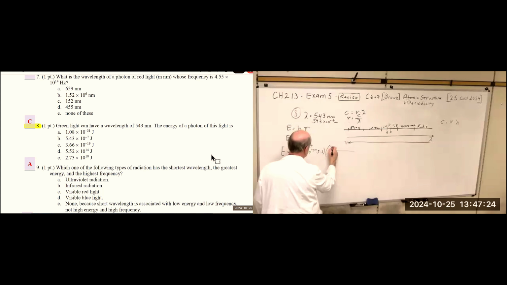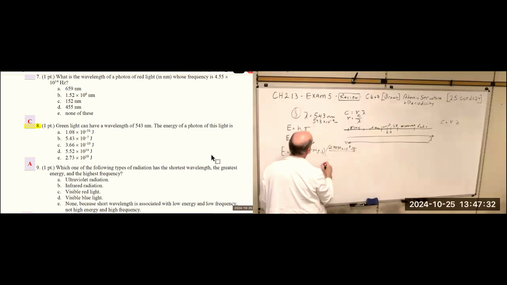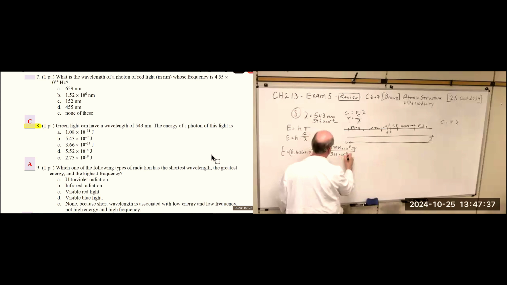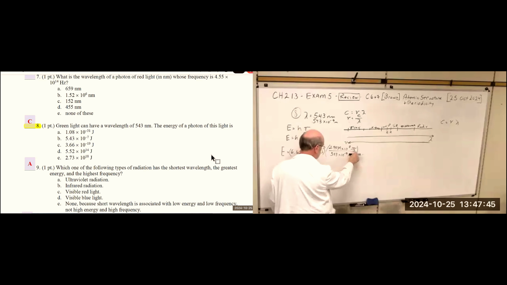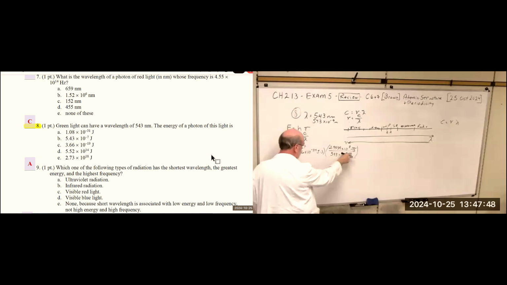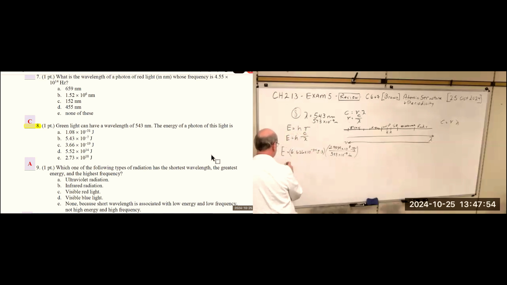And then speed of light hasn't changed since we used it last, in the 8th meters per second. And wavelength is 543 times 10 to the minus 9 meters. And the energy should be in joules, right? Meters cancel, joules is in the denominator, seconds is in the denominator, seconds in the numerator, they cancel. And leaves us with joule, so we're good.